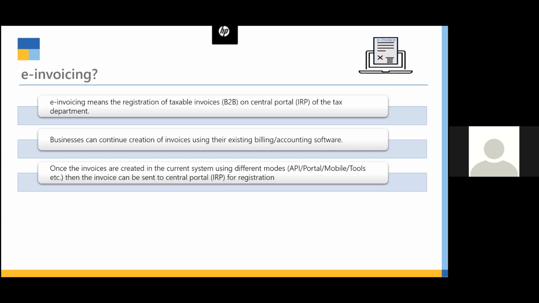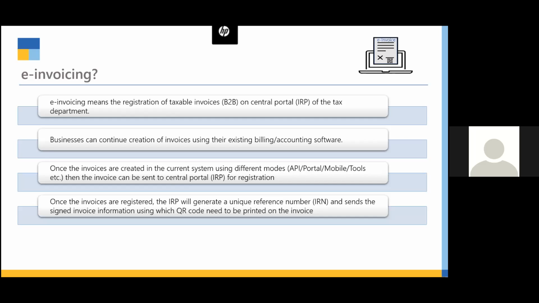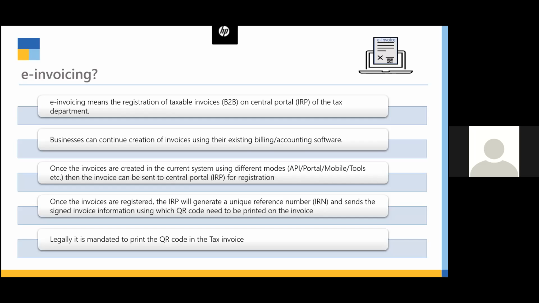So once the invoice is actually generated through different modes, maybe API, portal, mobile, or any other tools which are given by the department, you will connect to the IRP portal, register there, right? So once the invoice is generated, you will get the invoice reference number, that is called IRN, and also a QR code. So you need to print the QR code mandatorily, and if you want, IRN also can be printed on the invoice.